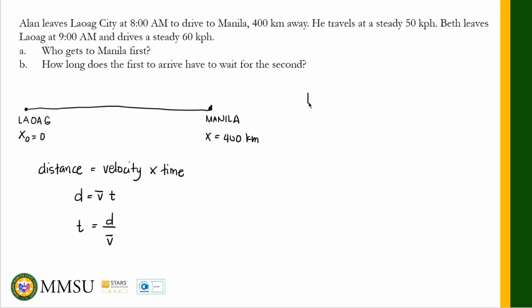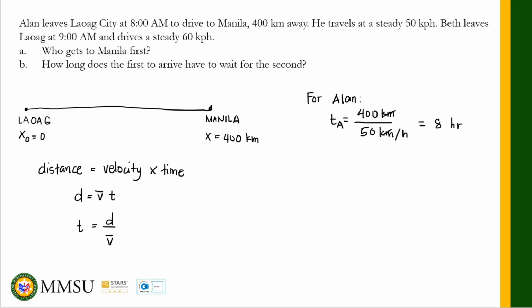So for Alan, the time is equal to the distance, 400 kilometers, divided by the velocity. The velocity of Alan is 50 kilometers per hour. Let us write 50 kilometers per hour, so that kilometers and kilometers will cancel out. Let us denote this as T sub A, the time of Alan. So the time of Alan to drive from Lawag to Manila is 8 hours.